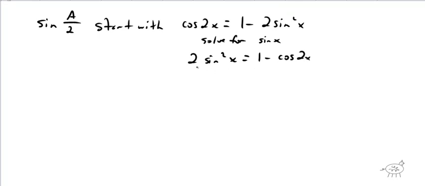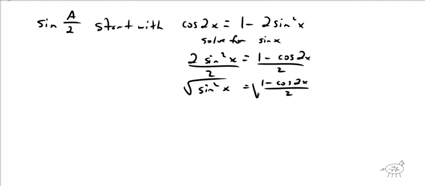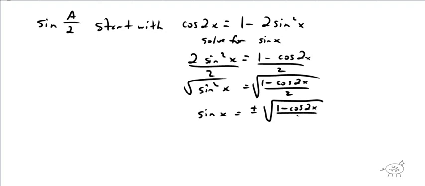Okay, and then I'm going to divide both sides by 2. So I get sine squared of x equals 1 minus cosine of 2x over 2. I'm going to take the square root, and of course when I take the square root, I get plus or minus. So sine of x equals plus or minus the square root of 1 minus cosine of 2x over 2.